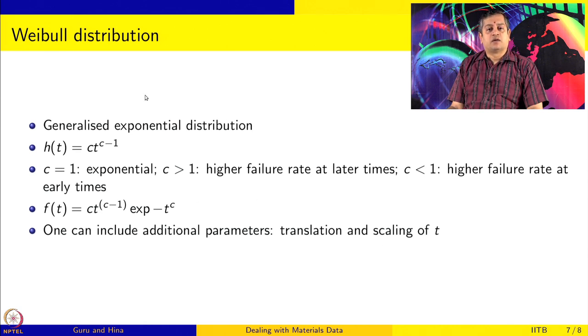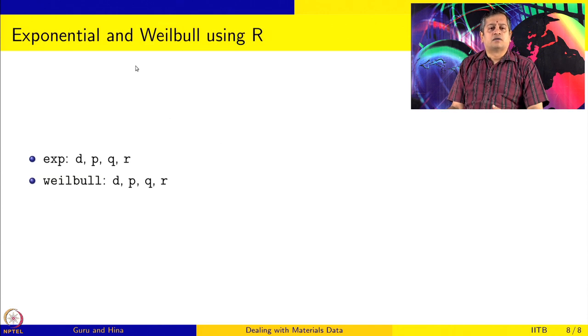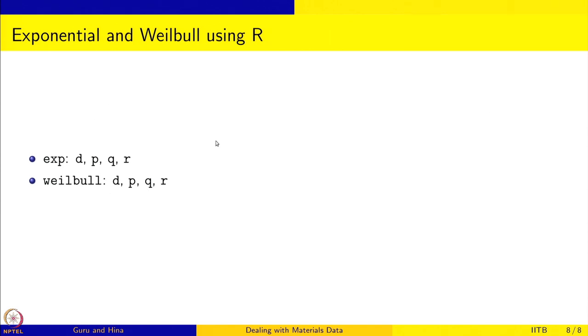Weibull distribution is very important in materials because failure, for example, many a times is described using Weibull distribution. We will work with some data and show that you can describe the failure using the Weibull distribution function. Of course, you can use exponential and Weibull using R. EXP is the one for exponential. So, DEXP, PEXP, QEXP and REXP will work, and Weibull we have already used, and DPQR is for the Weibull distribution function.